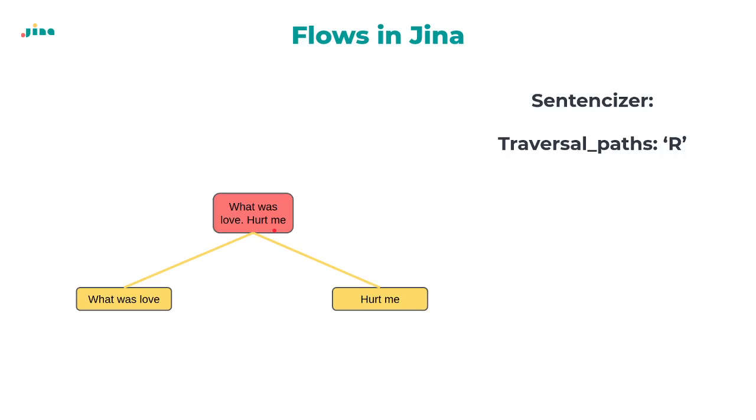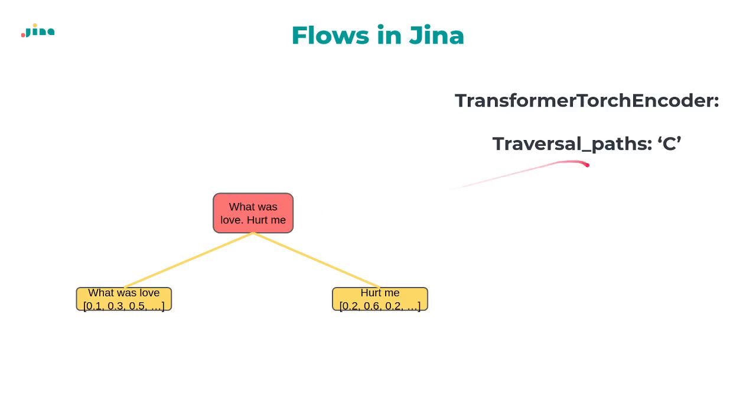After this, we want to encode them because we know, okay, whenever we want to search, we need embeddings. So we say, please use the transformer torch encoder and use it on a level of C, so on the chunk level. And now the chunks have encodings.